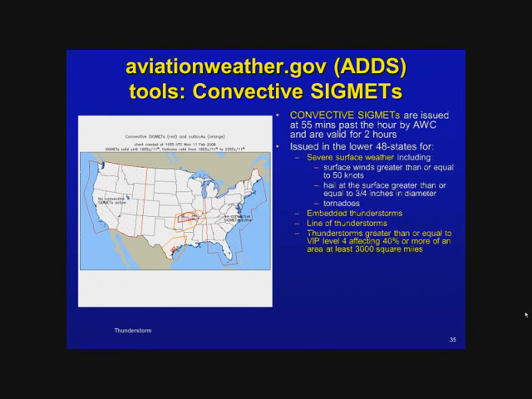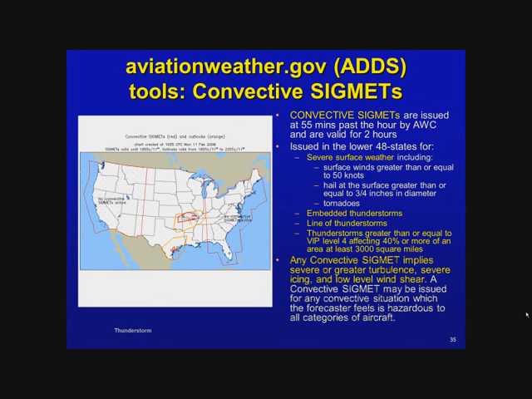Available on the aviationweather.gov page or ADDS page are the following tools. The first is the convective SIGMET. Convective SIGMETs are issued at 55 minutes past the hour by AWC and are valid for 2 hours. They typically focus on either severe or broken thunderstorm activity. And any convective SIGMET implies severe or greater turbulence, severe icing, or low-level wind shear.